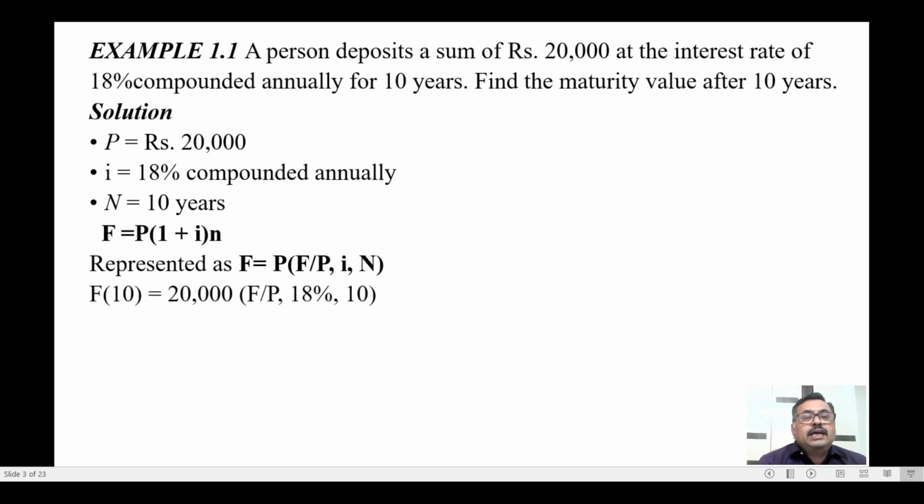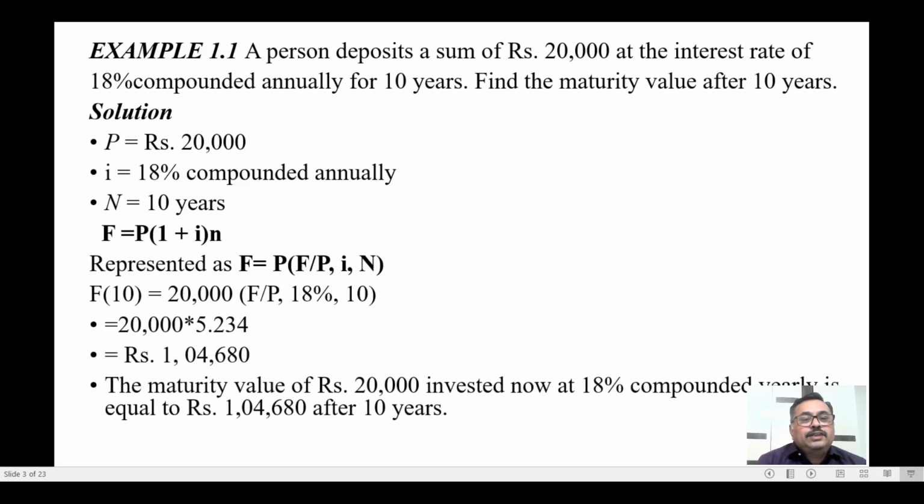For the future sum after 10 years, F is equal to 20,000, the principal amount, into F bar P, which we have to calculate, comma I, we know that is 18%, and N is 10 years. Next, 20,000 into 5.234. Here, how did you get this particular 5.234? You have taken it from the table.